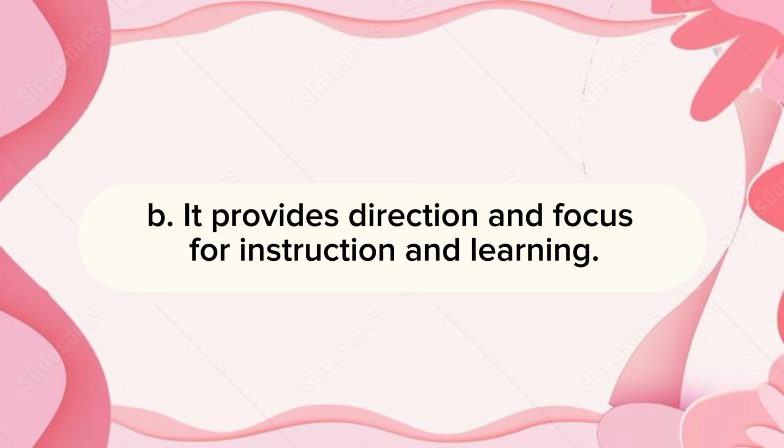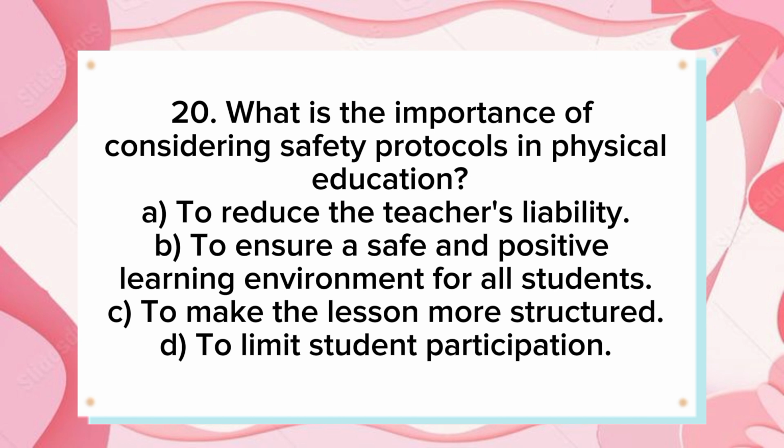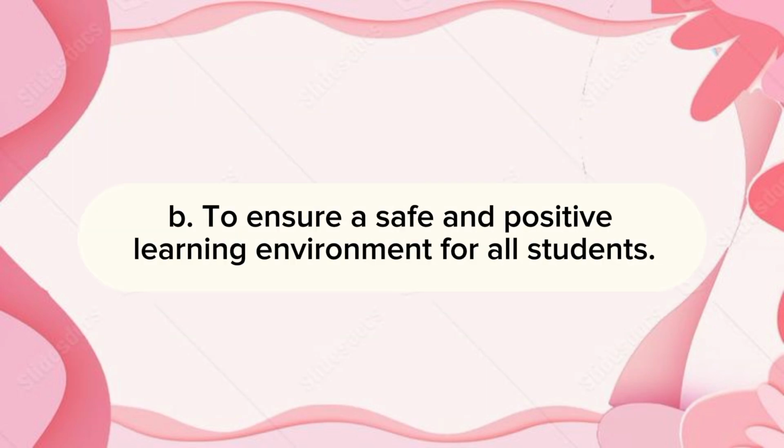For letter A, to assign a final grade. This is the purpose of summative assessment, not formative assessment. Letter C, to compare students' performance against each other. This is the focus of norm-referenced assessment. Letter D, to provide a final evaluation of students' achievement. This is also the purpose of summative assessment. That's why the answer for number 22 is letter B.